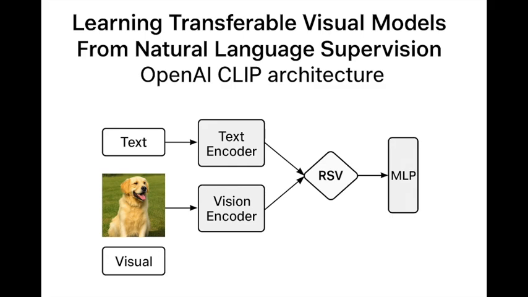If the image is, say, a picture of a cat and the text is a photo of a cat, their vectors should end up pointing in very similar directions. They should be close together. But if the text is a photo of a bicycle, then those two vectors, the cat image vector and the bicycle text vector, need to be pushed far apart, different directions. Okay, so proximity for matches, distance for mismatches.